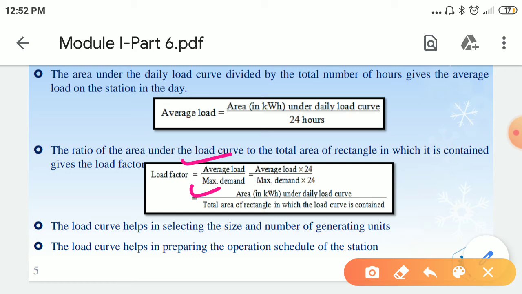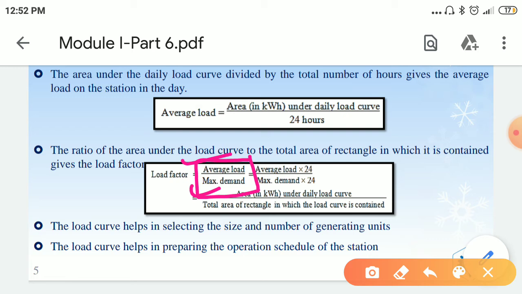If you are dividing both of these values, you will be getting what is meant by a load factor. You might not be understanding what a load factor is and what the significance of this load factor is. Why are we finding this load factor? That will be explained in my next video. So let's go through how we can find this load factor using the load curve.